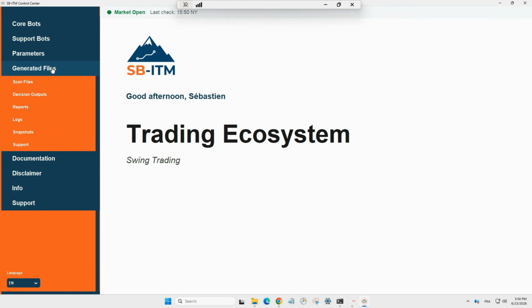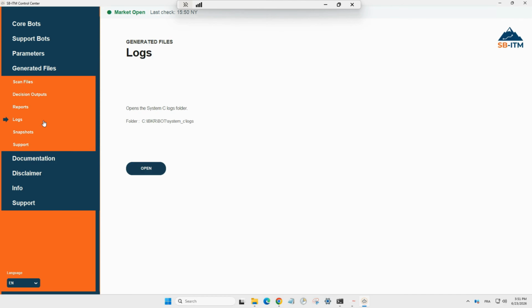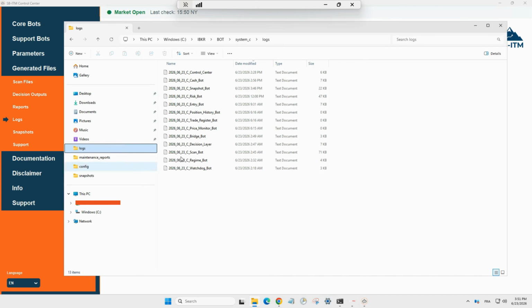We now switch to the Generated Files menu. From here, the user can access the key outputs produced during the session: scan files, logs, reports, snapshots, and support files. Each bot leaves its own operational trace, making the trading session reviewable after execution.